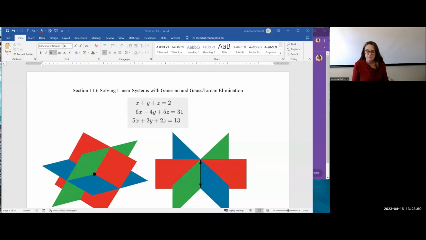All right, so I'm going to share my screen with you, and we're going to get started. So now you can see my screen here, and when you're looking at my screen, you'll see first off the system of three equations with three variables, x, y, and z.